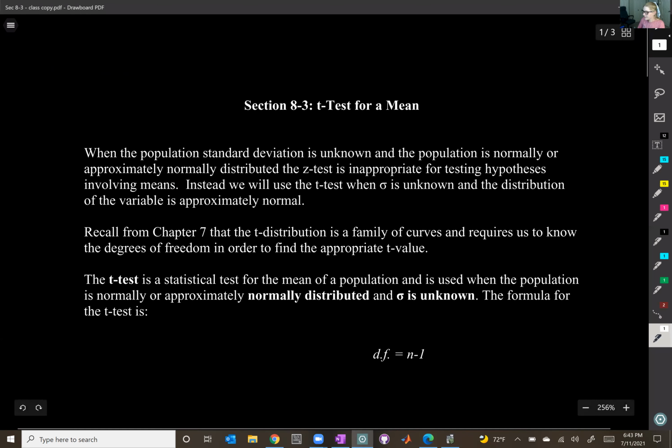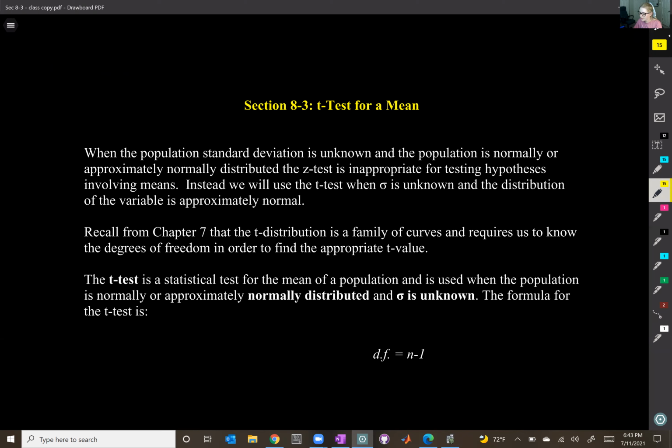So that's where the t-test comes in, because if you'll notice when we did the z-test, we had that population standard deviation. So it says right here, when the population standard deviation is unknown and the population is normally or approximately normally distributed, the z-test is inappropriate for testing hypotheses involving means. Instead, we will use the t-test when sigma, the population standard deviation, is unknown and the distribution of the variable is approximately normal. Okay.